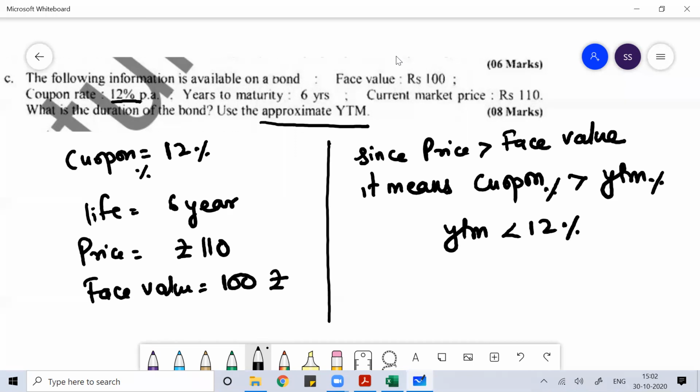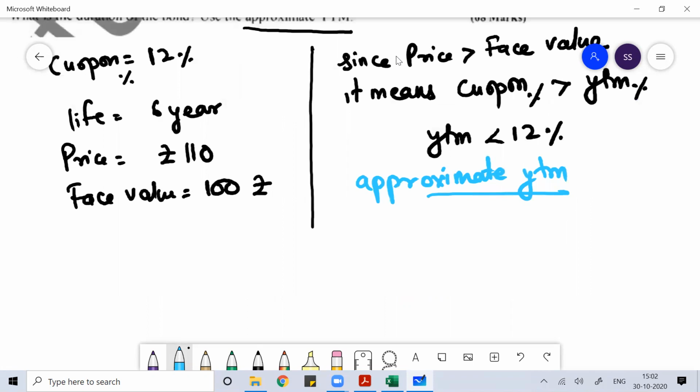You can find the YTM by the trial and error method that I have already taught you. But if you use that way, you will take a lot of your time. They mentioned in the problem to use approximate YTM, so we'll use the formula for approximate YTM. What is the formula? Already you have studied all this in your second semester, in the chapter called cost of capital.